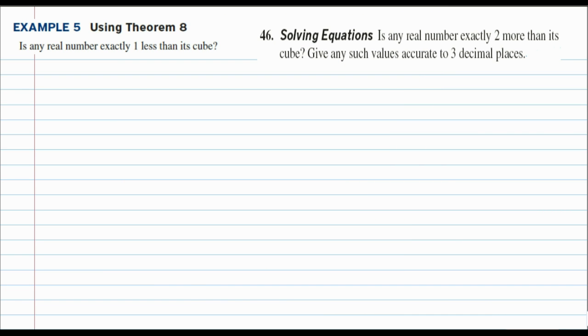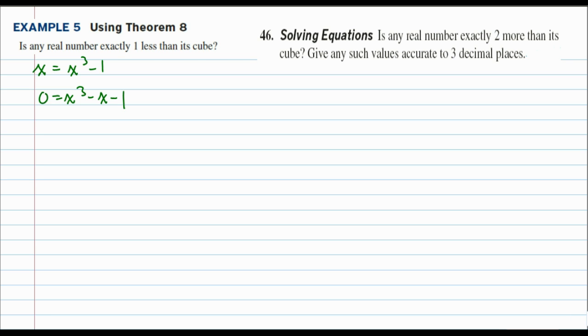Example 5 asks, is any real number exactly 1 less than its cube? So the answer is going to be yes or no, but you got to show a lot of work to support that. I'm going to say that there's a number x that equals itself cubed minus 1. So if I set this equal to 0, I get x cubed minus x minus 1. Now, my best guess here would be to plug in something pretty large and something pretty small to find a positive and a negative output.